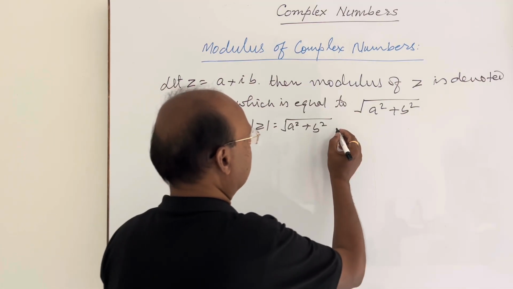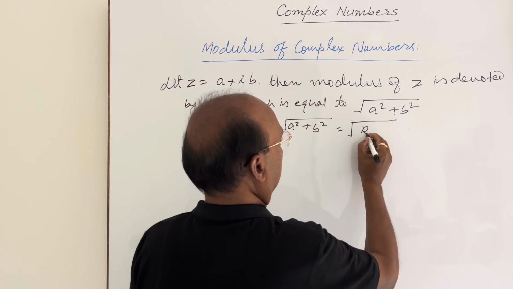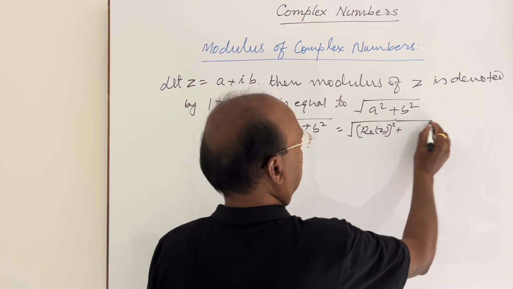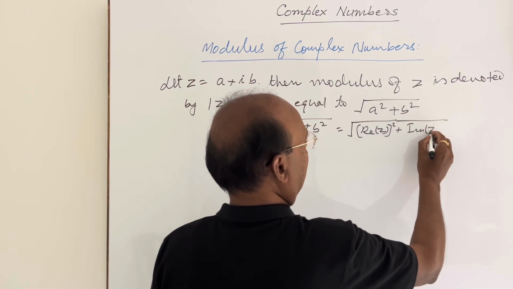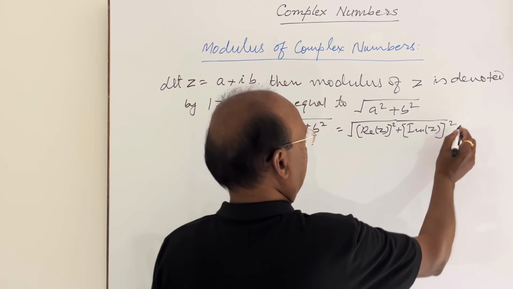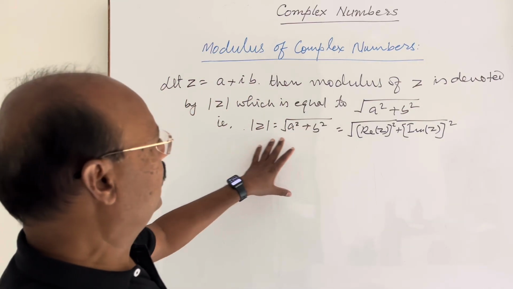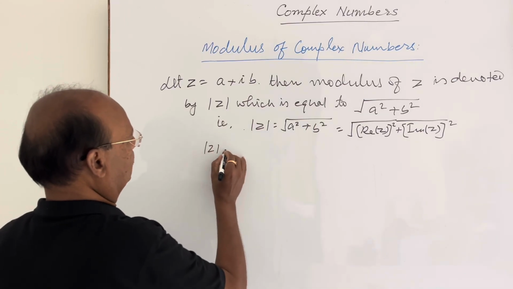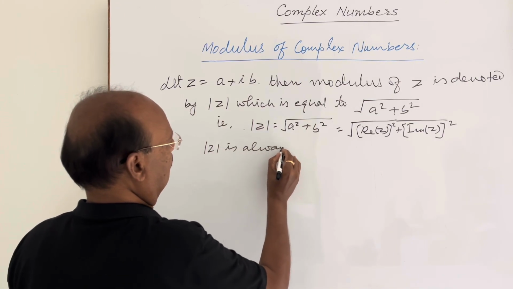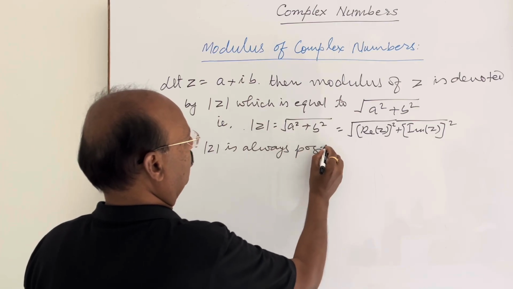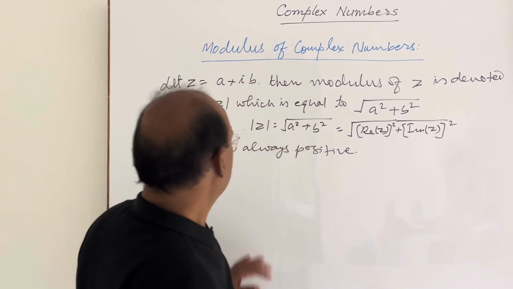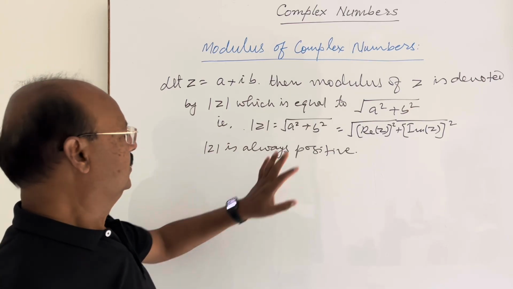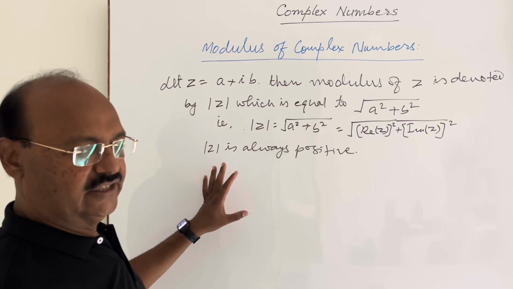Correct? It means the real part of Z, this square, plus the imaginary part of Z, this whole square. And this value is always positive. Okay? Modulus of Z is always positive. We will discuss during this video why modulus of Z is always positive. Correct? So we can understand it very easily now.